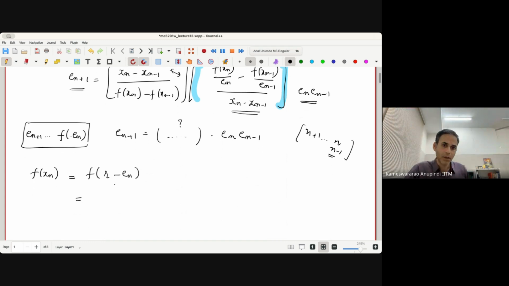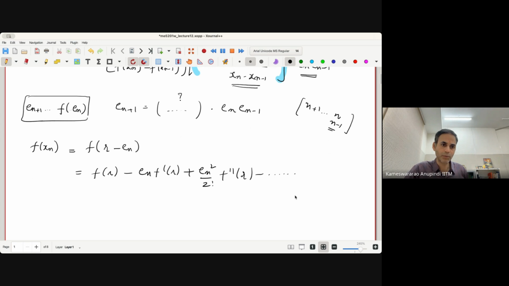Then I can use Taylor series expansion and write this as f of r minus E_n times f prime of r plus E_n squared by 2 factorial times f double prime of r, and so on. That's what we will get using Taylor series expansion. Then what is f of r? F of r, the function value at the root, is basically 0, because that's what we are interested in. And essentially that means f of x_n equals minus E_n f prime r plus E_n squared by 2 f double prime r, and so on.